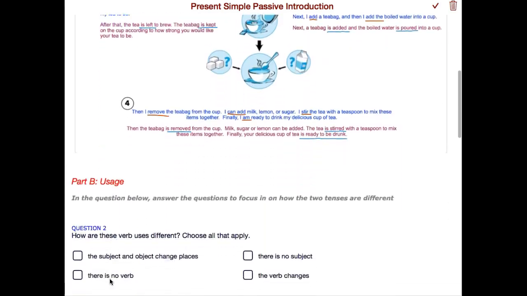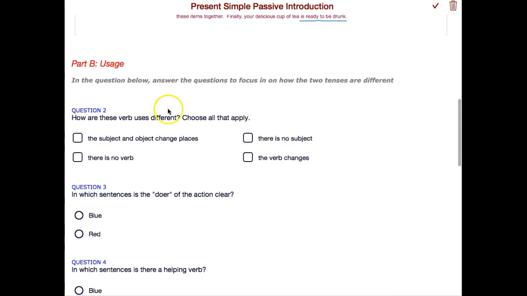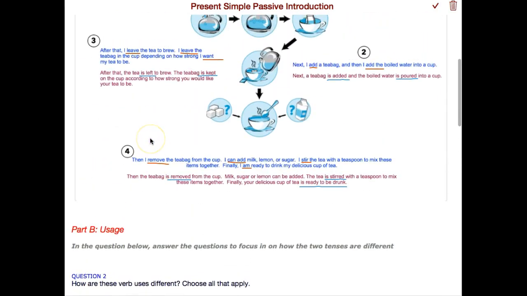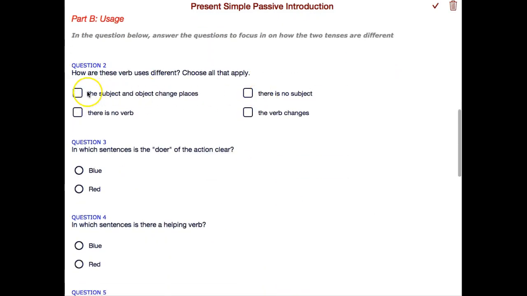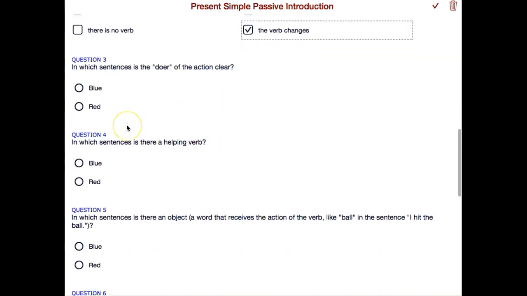So let's look at part B now. We can talk about usage. How are they different? The subject and the object change places. Now, the object is the word that receives the action of the verb. So here, teabag is our object. I add a teabag, but here we've got teabag. Okay, it comes first. We don't necessarily have a subject there, but it is. Now, you've always got to have a subject. The verb changes. No, there is a verb.